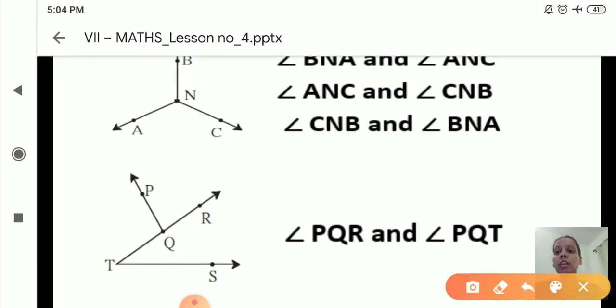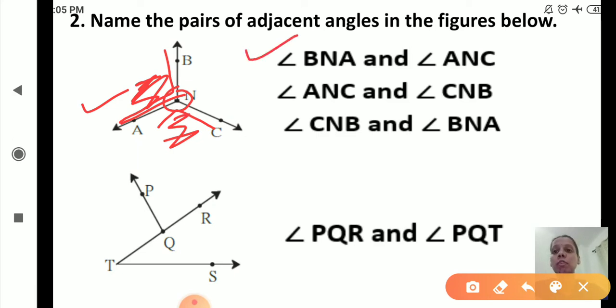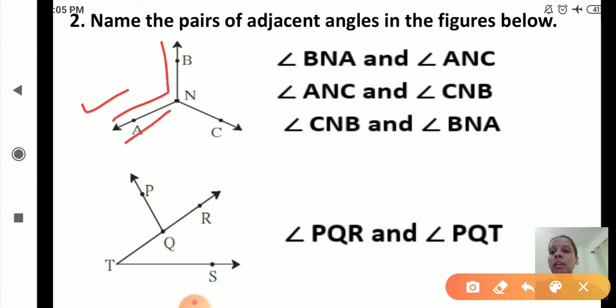Now from this figure you will write down the pairs of adjacent angles. Which are the adjacent angles here? Angle BNA is adjacent to angle ANC. Why? Because they are having one common arm, that is ray NA. They are having one common vertex, that is point N, and they are having separate interiors, so they are adjacent angles. So the first one we have written: angle BNA is adjacent to angle ANC.